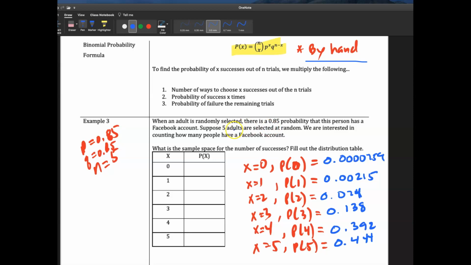You have a probability that 85% of people have a Facebook account, right, adults. And let's say you choose 5. And we're interested in counting how many people have a Facebook account. What is the sample space for the number of successes? Well, that's 0 through 5, right? I'm going to ask 5 people, do you have a Facebook account? 0 may have any, 1, 2, 3, all the way up to 5.